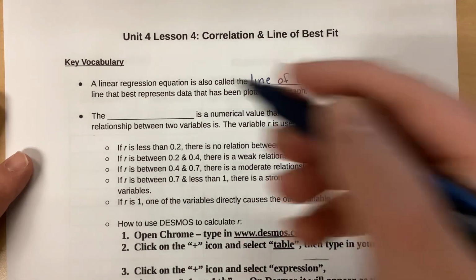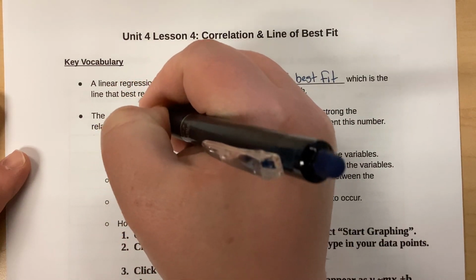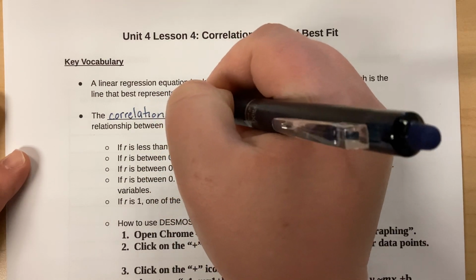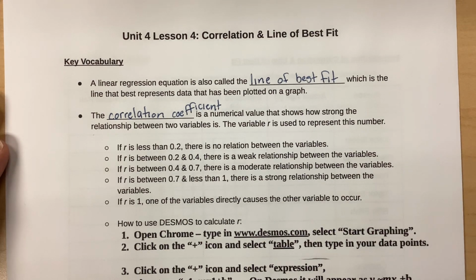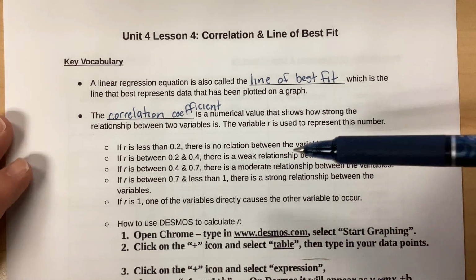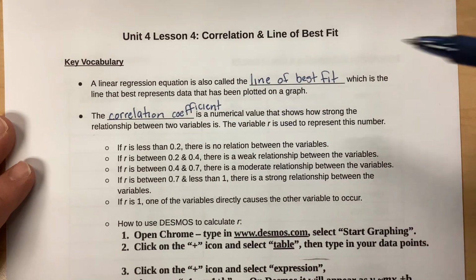Okay? Now, the correlation coefficient is a number that shows you how strong that data is. So essentially, the closer the dots on the graph are to your line of best fit, the stronger that relationship between the two variables is. And we assign a number to that strength, and it is called the correlation coefficient.